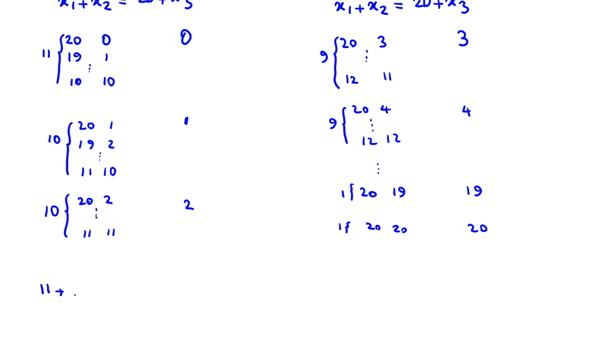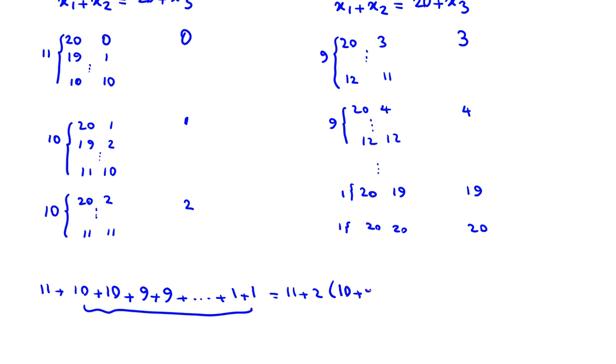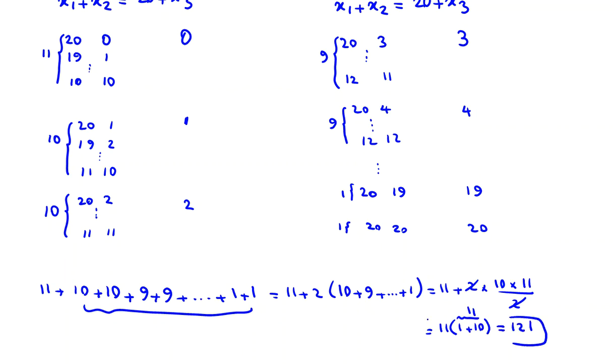So the answer is the sum of all these cases. We have 11, then we have 10 plus 10, we have 9 plus 9, down to 1 plus 1. So here we can say it is 11 plus 2 times (10 plus 9 down to 1). And it will be 11 plus 2 times 10 times 11 over 2. You factor 11, it will be 1 plus 10. It will be 11 squared, which equals 121.